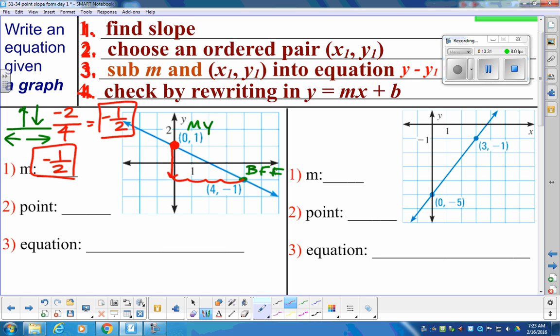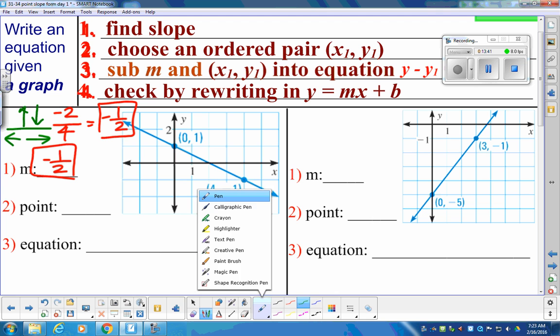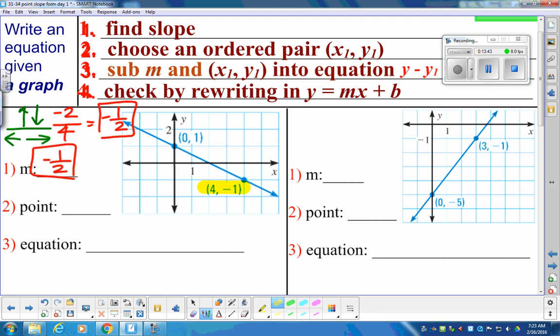Rise, run, find my hotel room, find friend's hotel room. All right, moving on then. The point: I get to choose one of these points. It doesn't make any difference which one I choose. Either one of these points I get to pick. I'm going to pick this one, 4, negative 1. So the point I'm going to choose is 4, negative 1, x1, y1.